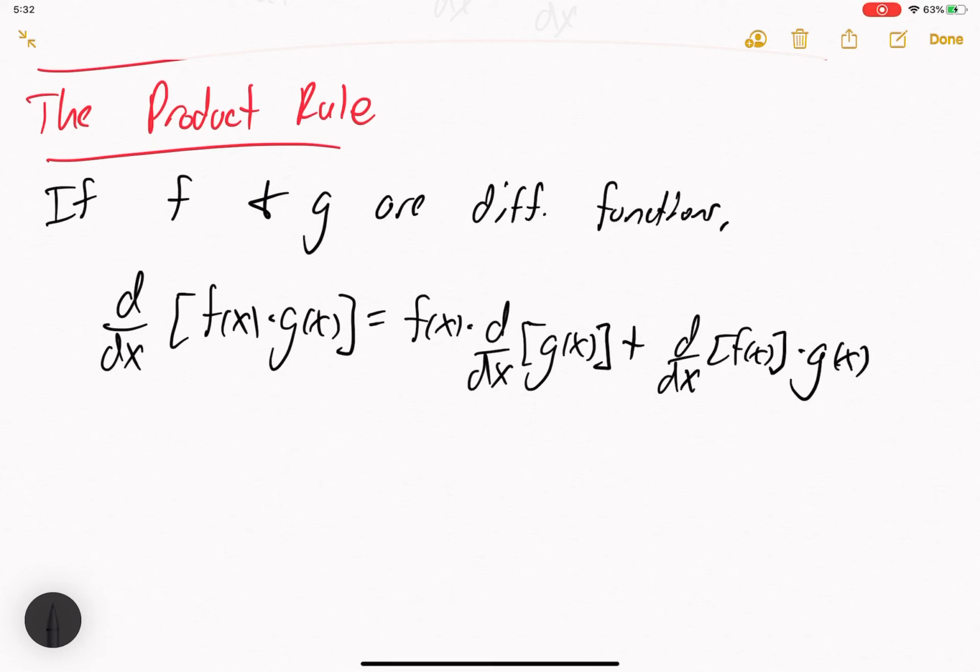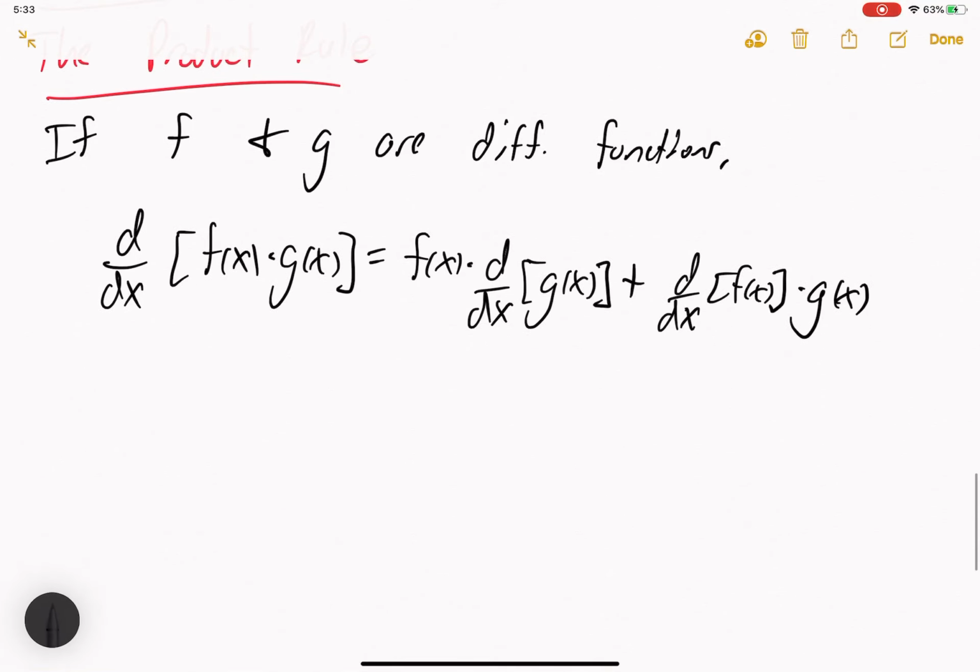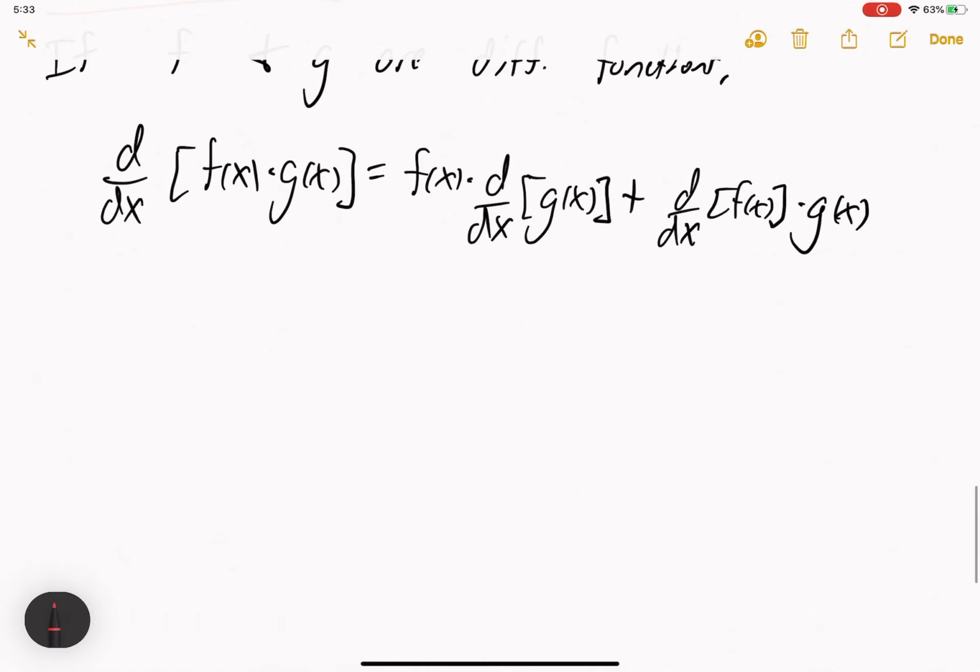So what this means is that we keep one the same, take the derivative of the other, then add. Then once we do that, we add the derivative of the first times the second, not the derivative of the second. So let me just rewrite that in some other notation. You could use (fg)' is equal to f'g plus g'f.